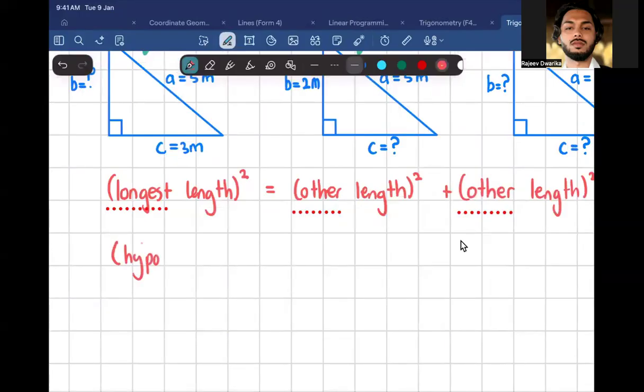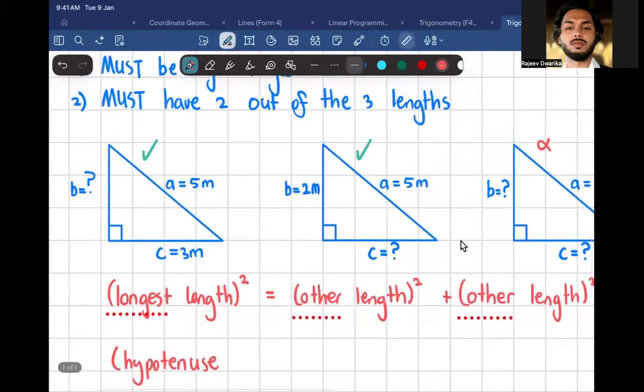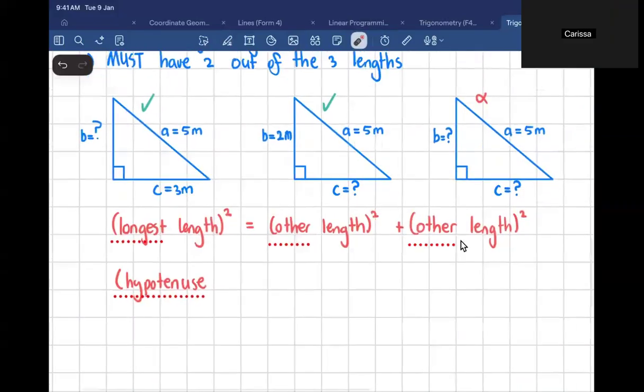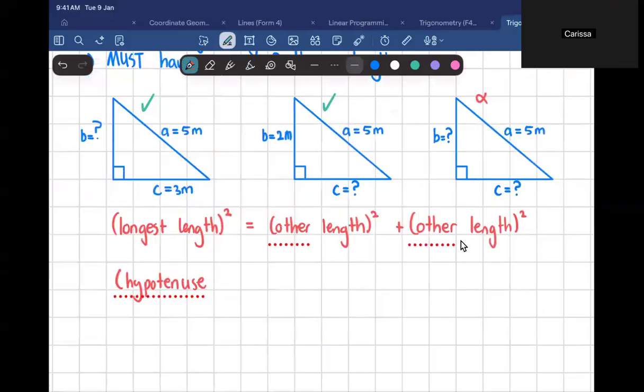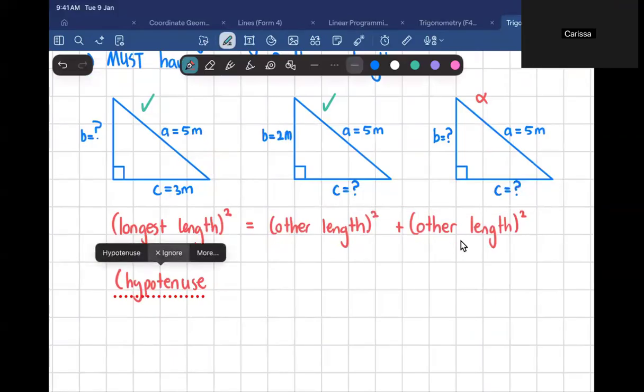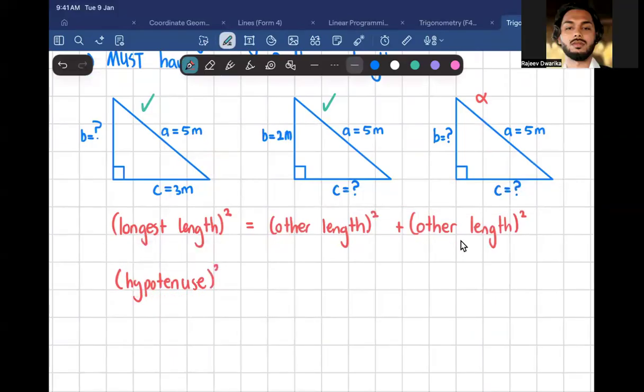Another word for longest length is hypotenuse, right? Please get familiar with that. Hypotenuse is just simply the slanted line in the triangle, right? Just by looking at it, this will be the longest line in the triangle if you compare it to this and this. So hypotenuse squared.